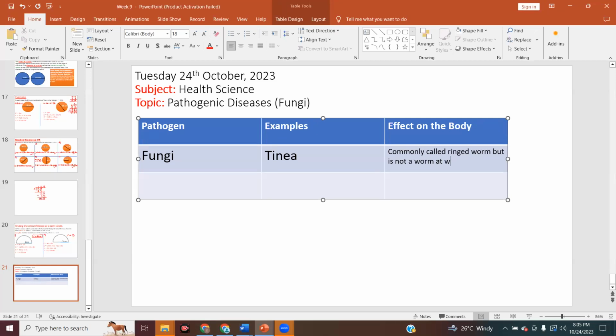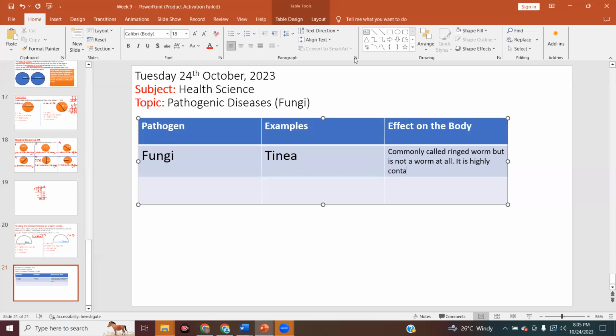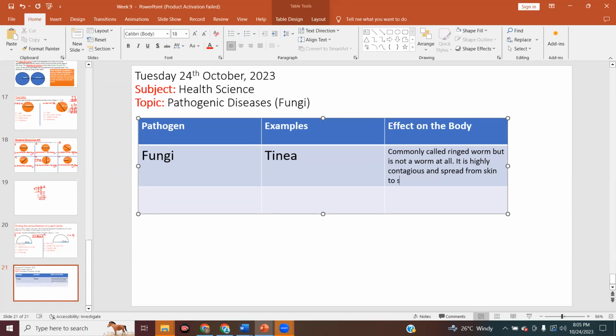No, it's not a worm. It's caused by a fungus. Ringworm is also contagious. That means if someone has ringworm, they could spread it. It is highly contagious, and it spreads from skin to skin.